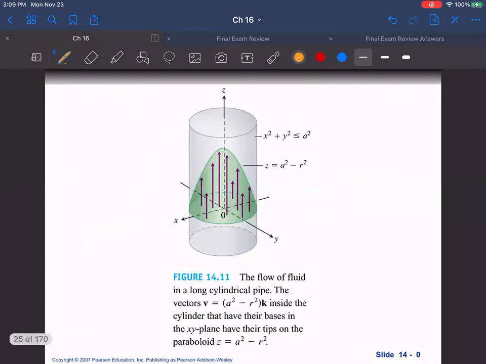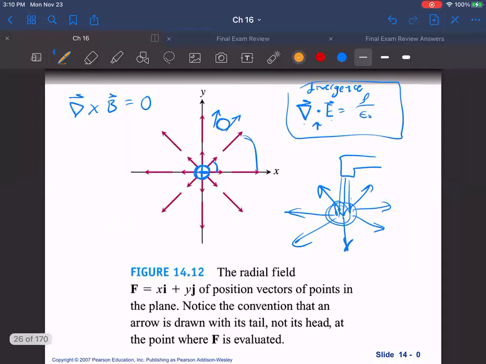And so then we've got here another one. This is just fluid flow inside a pipe, where it's going more slowly towards the edges of the pipe and faster in the middle. And again, another vector field right there. Here we have one, the radial field. This is a field pointing outward in every direction. This is actually something we'll talk about later that has to do with divergence.